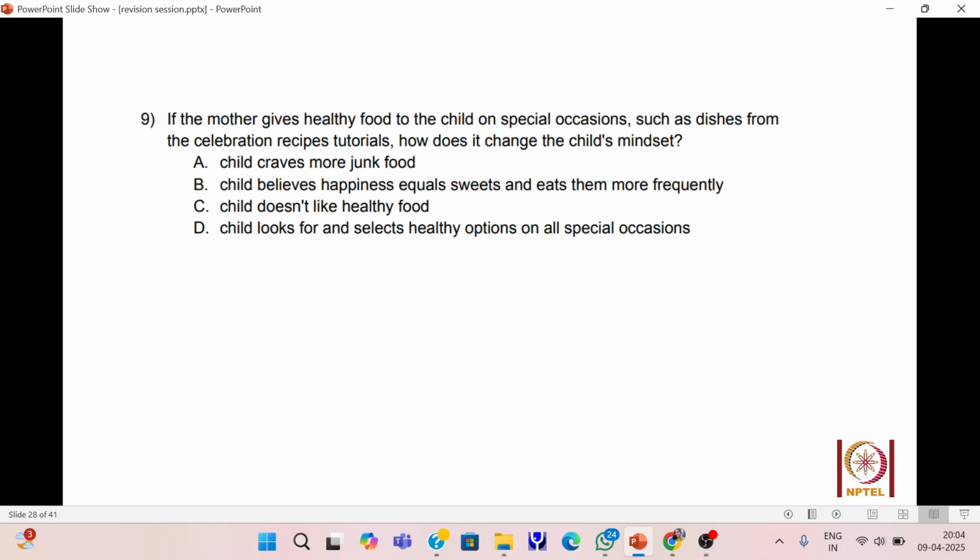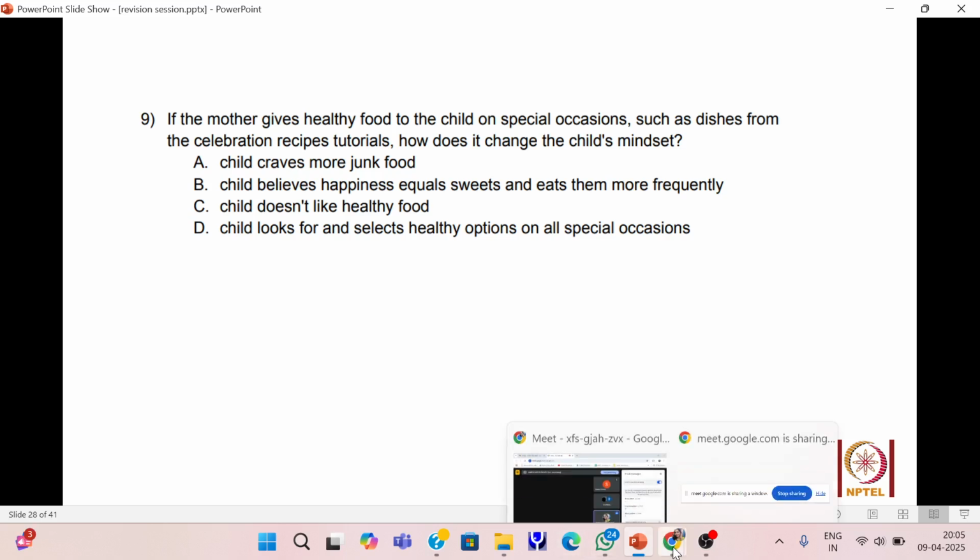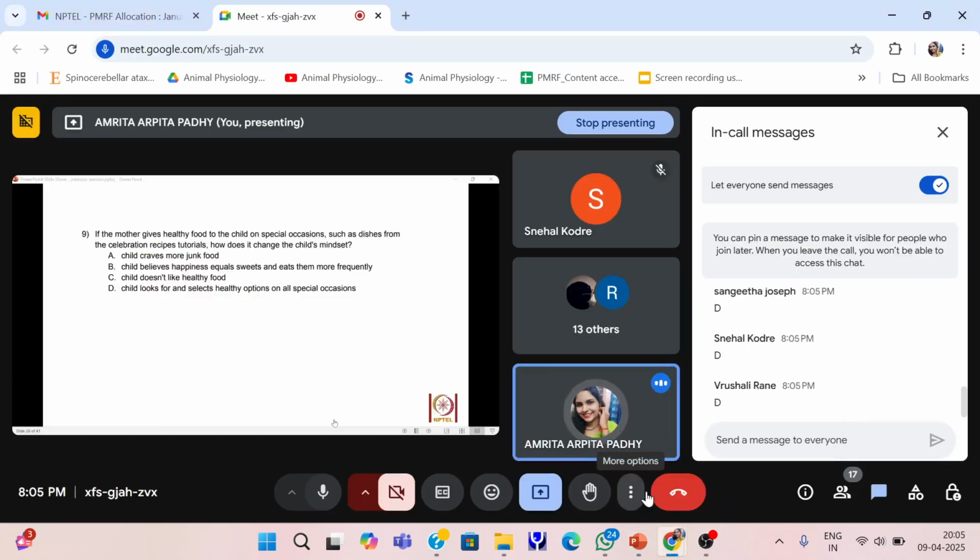Child craves more junk food. Child believes happiness equals sweets and eats them more frequently. Child doesn't like healthy food. Child looks for and selects healthy options on all special occasions. Same kind of question, but it's different. So read properly and answer. Okay.